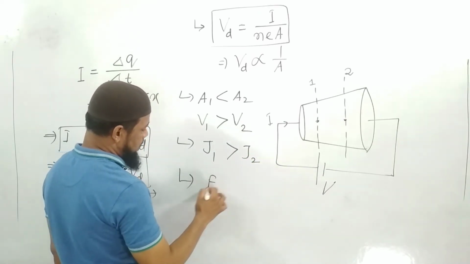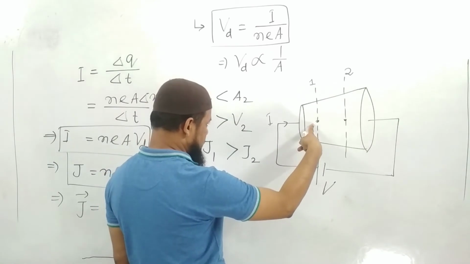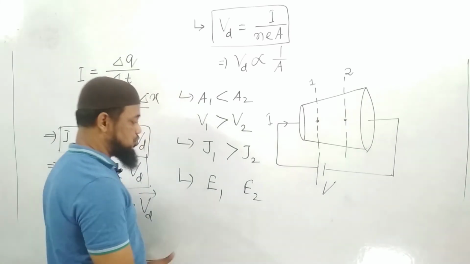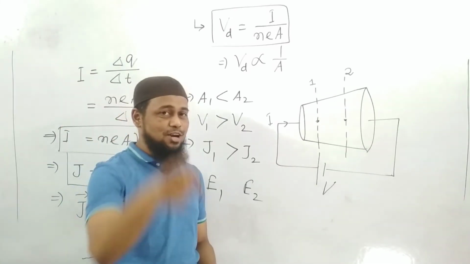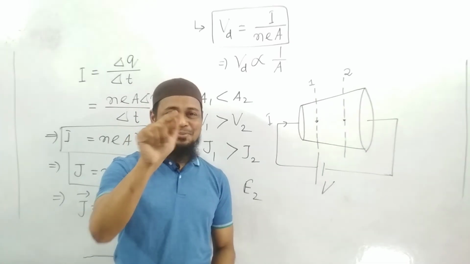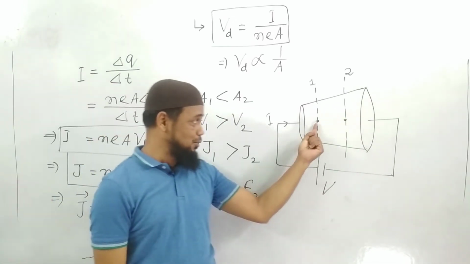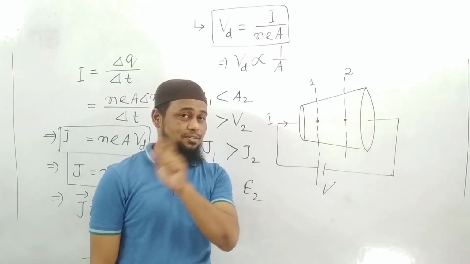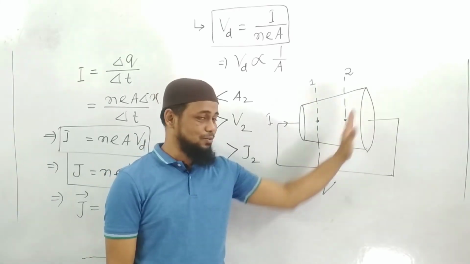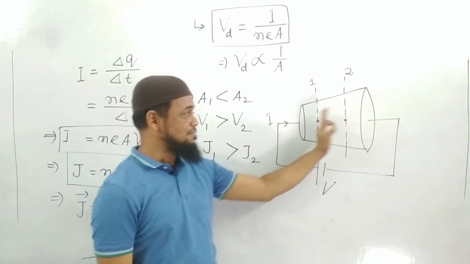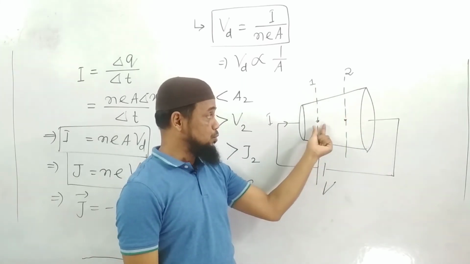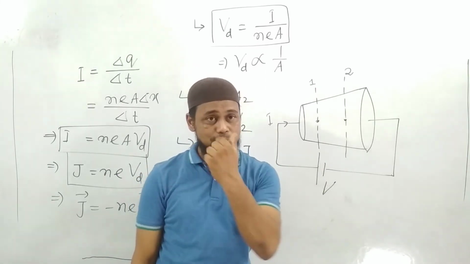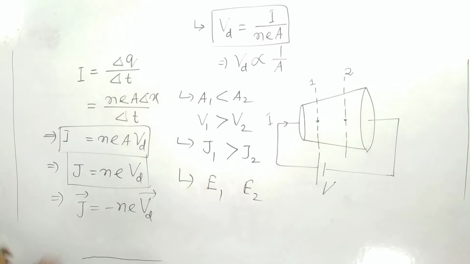Now if the electric field in 1 is E1 and in 2 it is E2, which electric field will become bigger? This one I am leaving for your homework. You let me know in the comment section. Tell me where the electric field will become more, here or here, or within the conductor will you have a uniform electric field? Think about that. Through the conductor, will you have a uniform electric field or different electric fields? If different, then which electric field is going to be bigger? Very simple. The solution you already have in my lectures. You will get it.